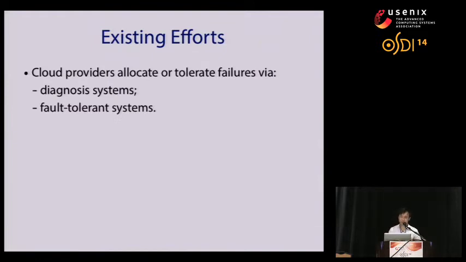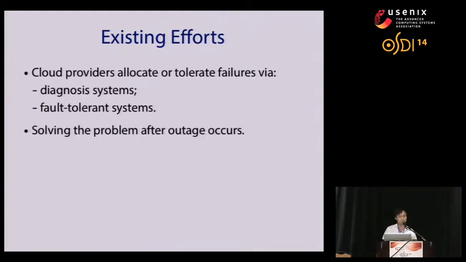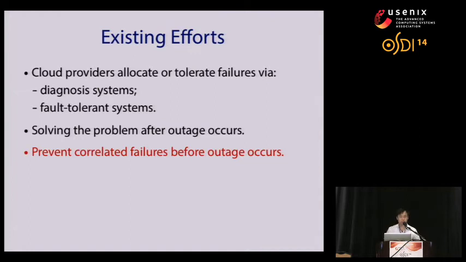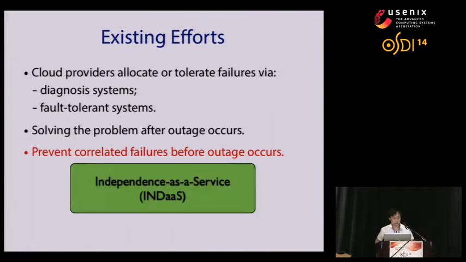There have been a lot of existing efforts trying to address the correlated failure problem, such as diagnosis systems and fault-tolerant systems. However, all of them try to address the problem after the service outage occurs, which has been demonstrated not effective in complex cloud environments. So in this paper, we aim to prevent unexpected correlated failures before the service outage occurs. Our intuition is to evaluate the independence of redundancy configurations. We propose independence as a service. Our system can tell you which alternative redundancy configuration is the most independent before your service adoption.